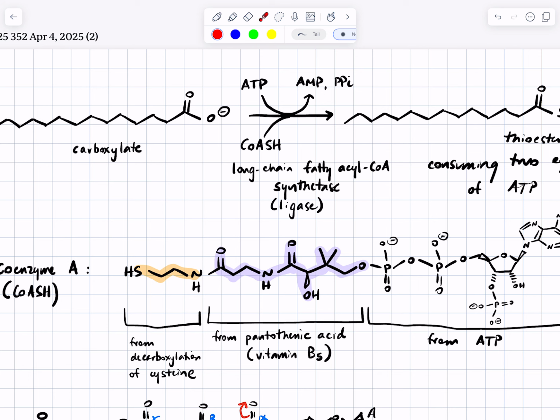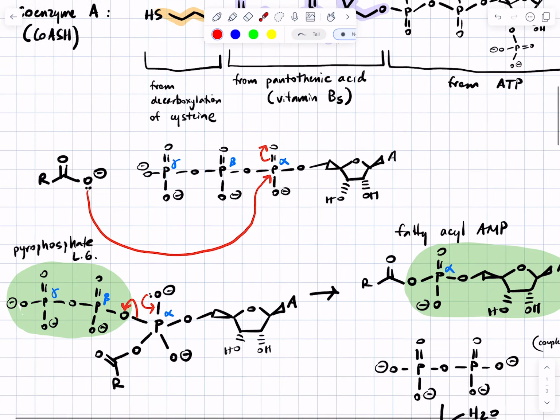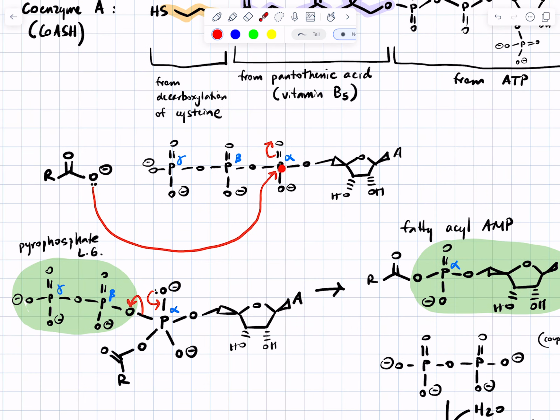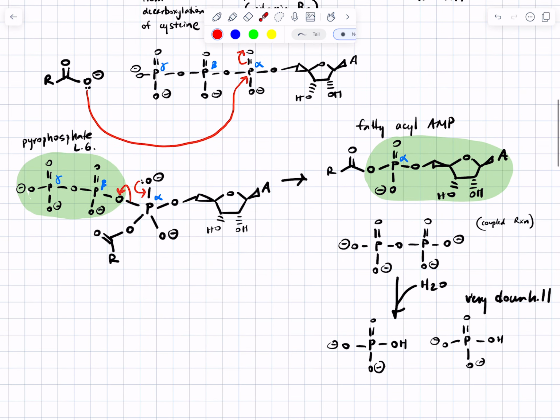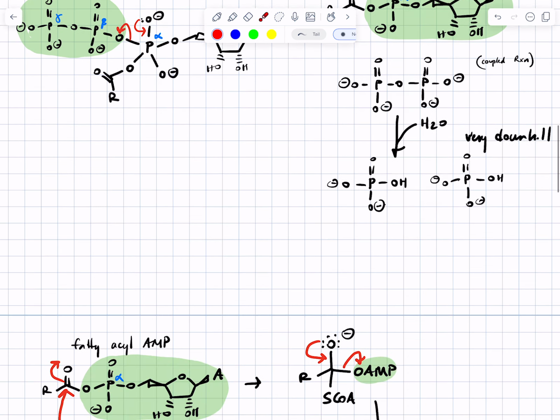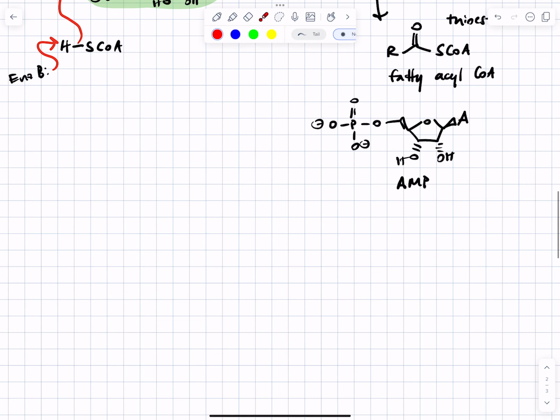First, look at how many phosphoanhydride bonds we broke in this process. We broke one here between the alpha phosphoryl group and the beta phosphoryl group when the enzyme activated the alpha phosphate group and the carboxylate attacked. So that's the first one. The second one is here when we hydrolyze pyrophosphate. So we've broken two phosphoanhydride bonds. Now, why does that end up consuming two equivalents of ATP?